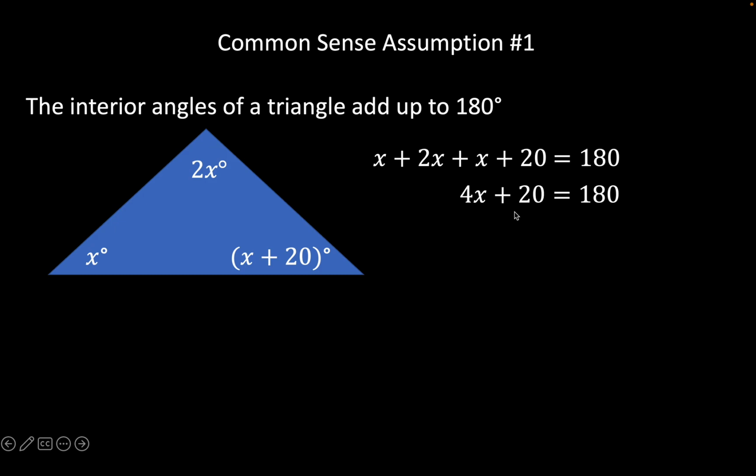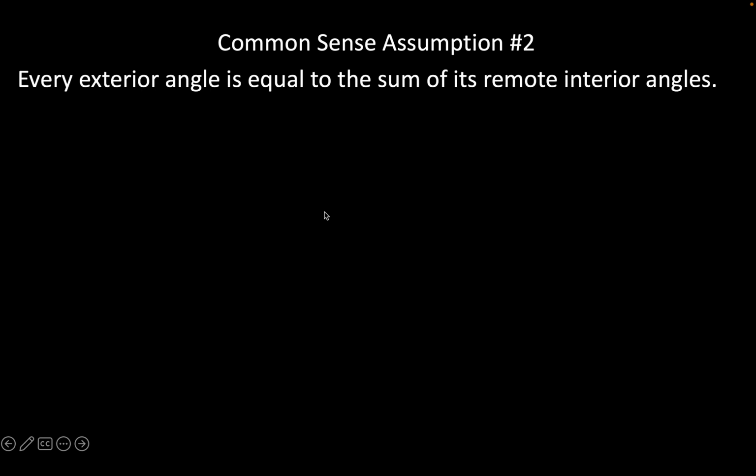Again, you would subtract your 20. I'm not going to do the algebra because you can do that on your own. But subtracting 20 gives me 160. Dividing by 4 gives me 40. You could then use this 40 to go back and say this is 40 degrees, this is 80 degrees, and this is 60 degrees if you needed to get what you needed out of it.